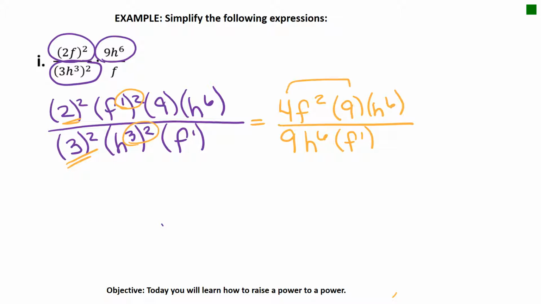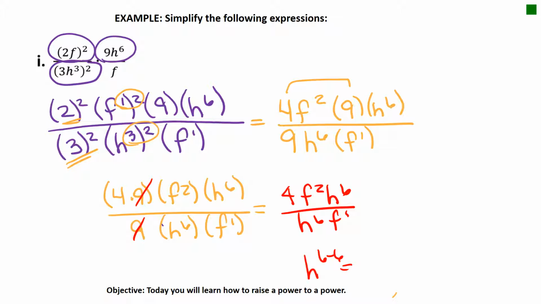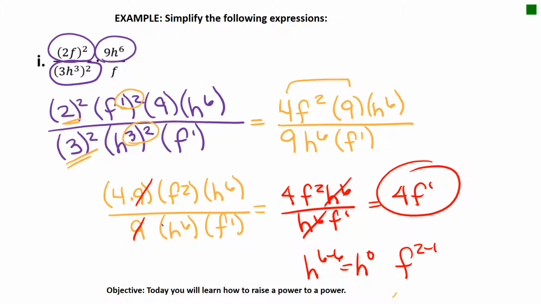Now I'm going to put together in my houses 4 and 9, f to the second, and h to the sixth. Down on the bottom, I just have 9. I have an h to the sixth and an f to the first. Now I'm hoping you see a 4 times 9 that those 9s can just cancel. So I have 4, f to the second, h to the sixth, over h to the sixth, f to the first. What about 6 and 6? Remember, I subtract. 6 minus 6 is 0. That means my h's are gone. For the f, 2 minus 1 is 1, so the answer is 4f to the first.